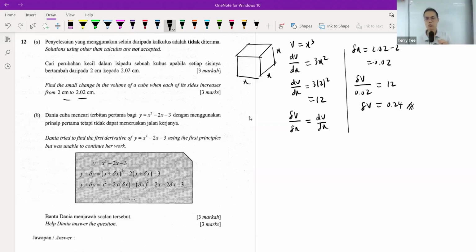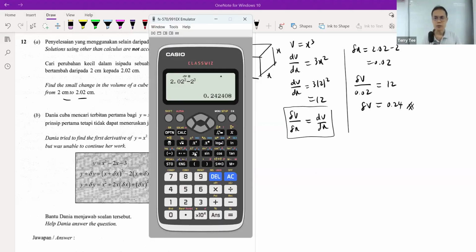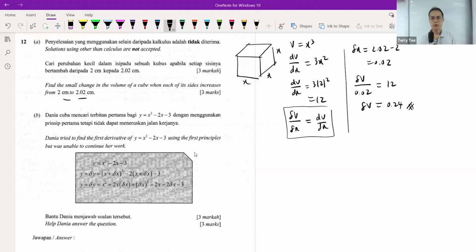Yeah, of course, this is approximation because you're using differentiation. We assume that this is true when your delta x is small. So from here it's not too far. Yeah, 0.2424. Your answer here is 0.24. Okay, let's move on to part B.